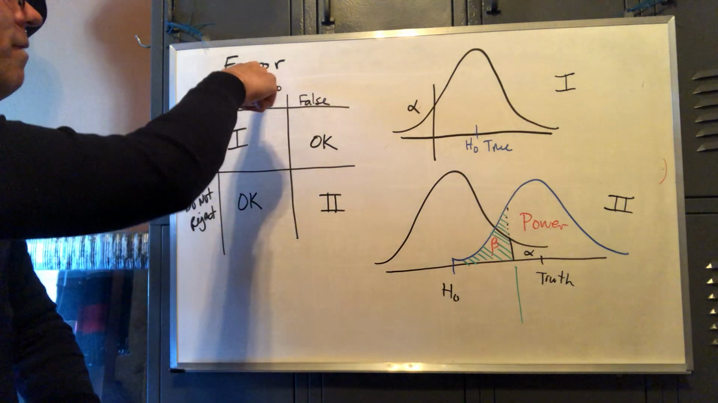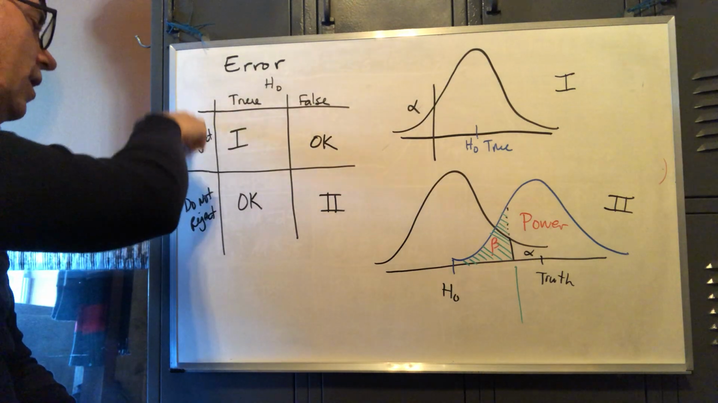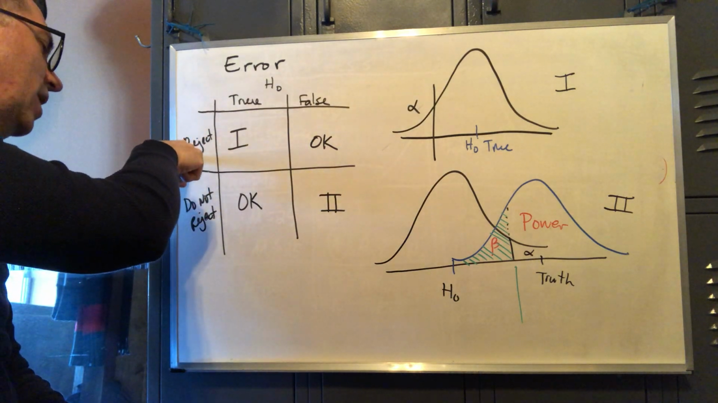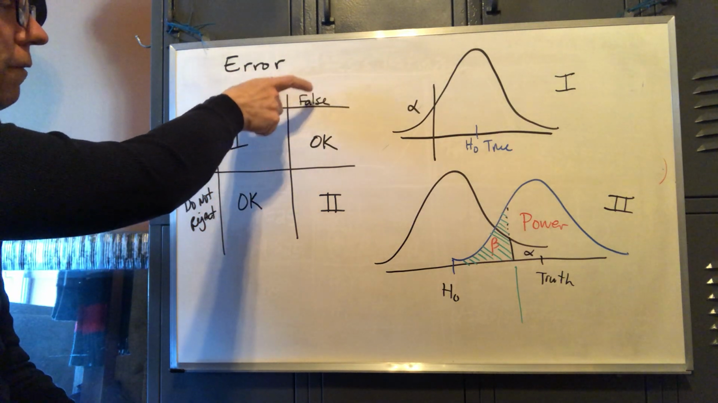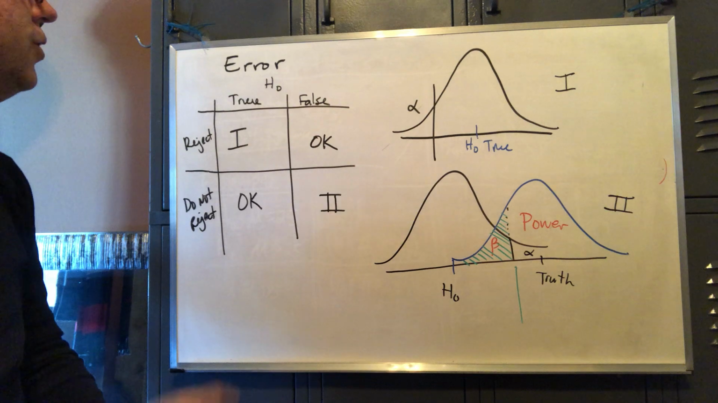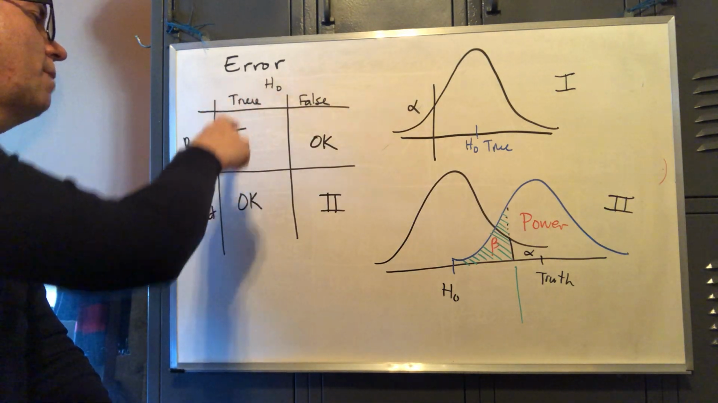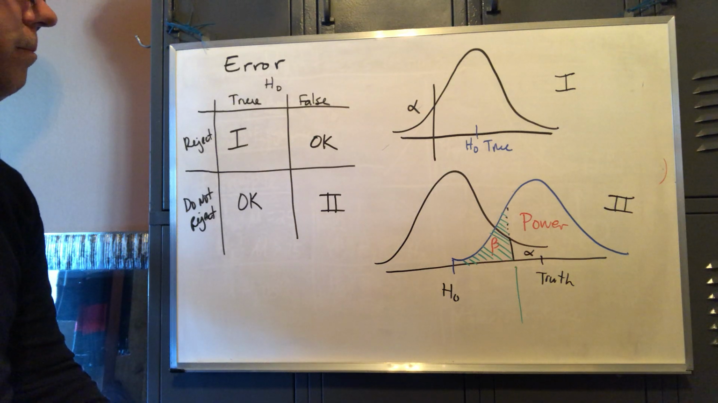So along the top I have the null hypothesis. It's either true or it's false. And then along the column here I reject or I do not reject, right? Those are our conclusions and this is the truth, true or false, and that's what I did for my conclusions, all right? So when I have a true null hypothesis but I reject it, that's called a type 1 error.